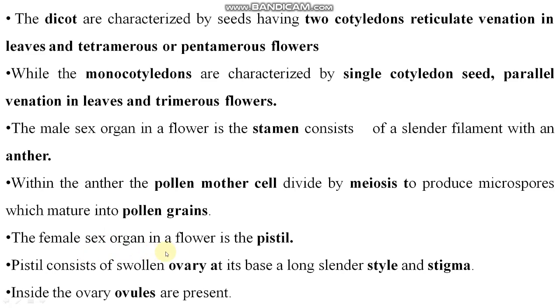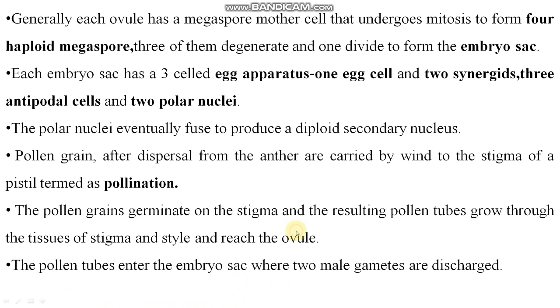So the female sex organ in a flower is the pistil. Pistil consists of a swollen ovary at its base and a slender tube-like structure that is called the style, and at the upper part of the tube-like structure the stigma is present. Inside the ovary, ovules are present.